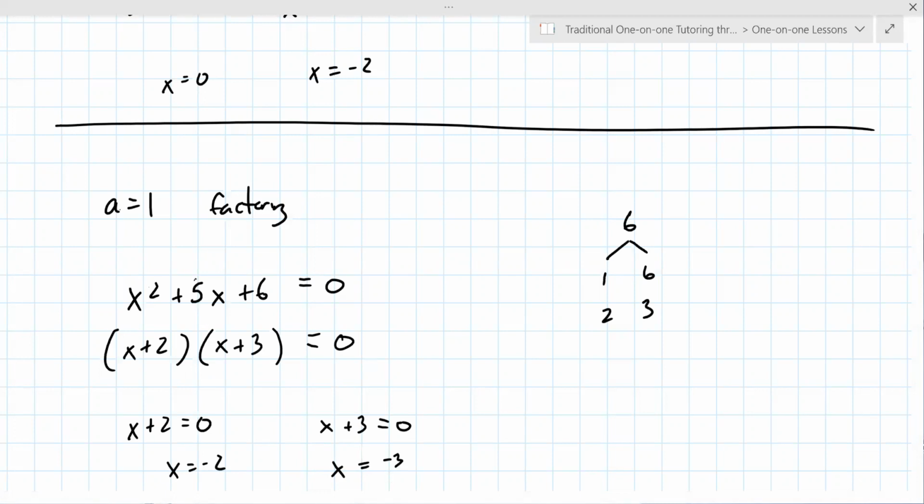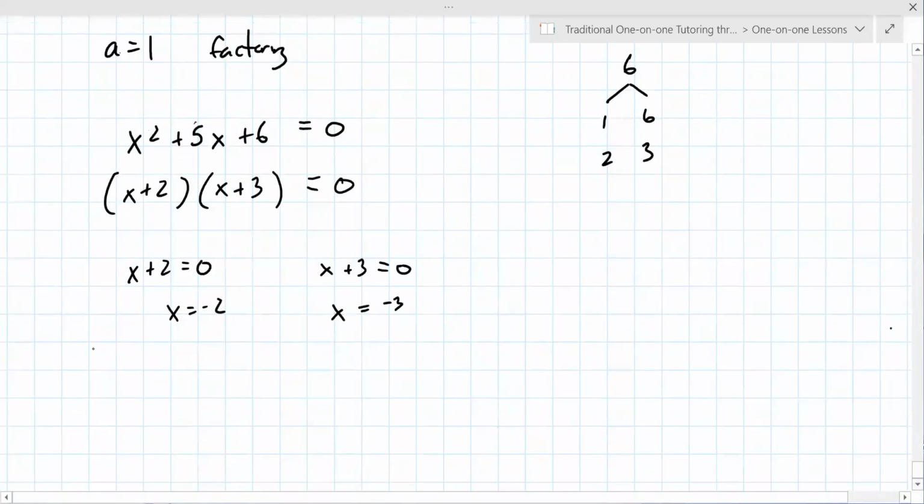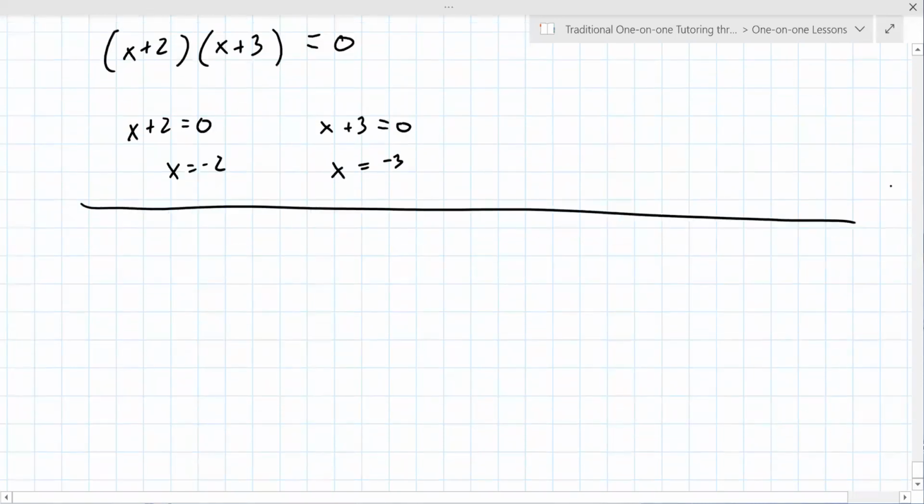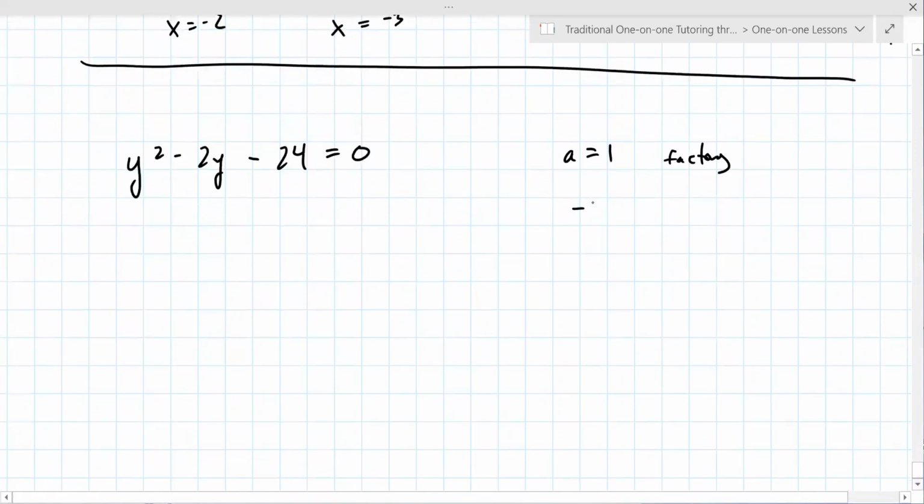Okay, so here's a related one we can do. Sometimes they give them to you in other variables besides x, which I don't really like, but that's what they're doing here. It's the same a equals 1 factoring, but this one's a little bit harder. You have to find two numbers that multiply to -24, but now add up to -2. This is where you get those negatives involved. And you have to come up with the right pairing.